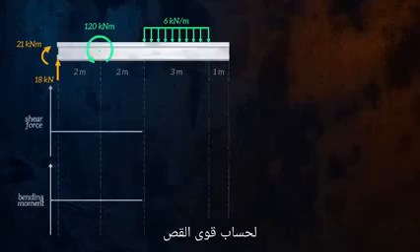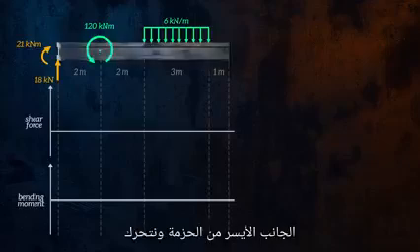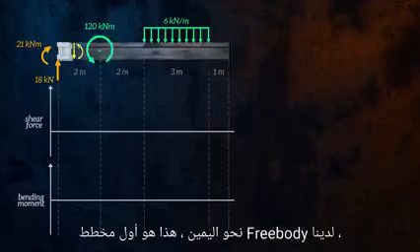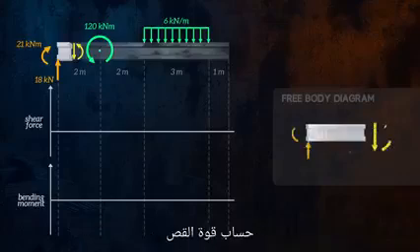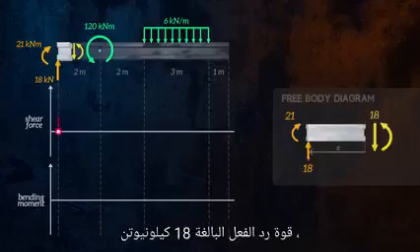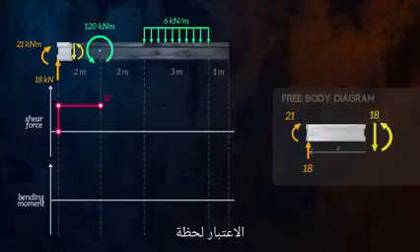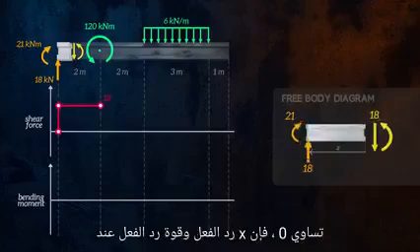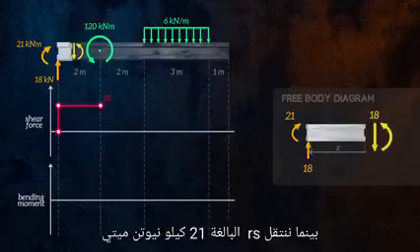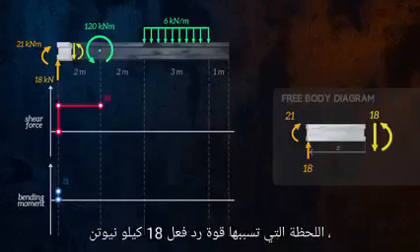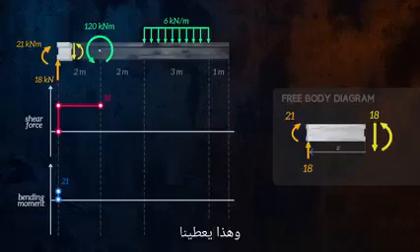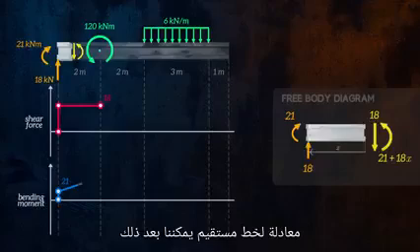To calculate our shear forces and bending moments, we will start on the left side of the beam and move towards the right. This is our first free body diagram. The shear force calculation is easy, as we only need to consider the reaction force of 18 kilonewtons. The bending moment needs to take into account the reaction moment and the reaction force. At x equals 0, the bending moment is equal to the reaction moment of 21 kilonewton meters. As we move to the right, we also need to consider the moment caused by the 18 kilonewton reaction force. This gives us the equation for a straight line.